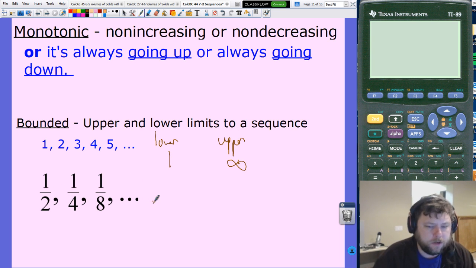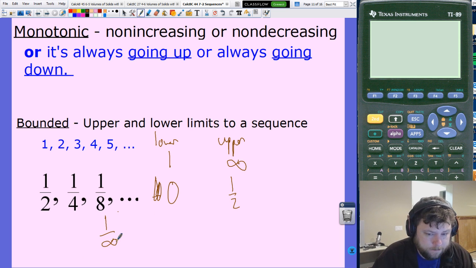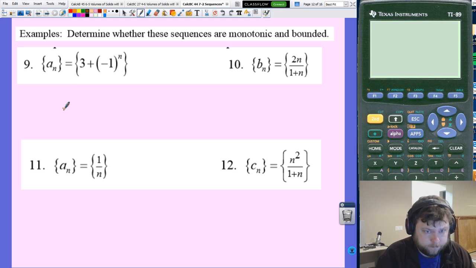But let's look at this pattern. 1/2, 1/4, 1/8. Technically the upper limit is 1/2, but as you keep going, it gets smaller and smaller. The number on the bottom keeps doubling. This is basically going to 1 over infinity. The lower limit is going to be 0 because it's never going to reach 0. It's just going to get really, really small. It's like 1 over infinity, but it's never going to get to negative. So this is a bounded sequence. The other one is not because the upper keeps growing forever.